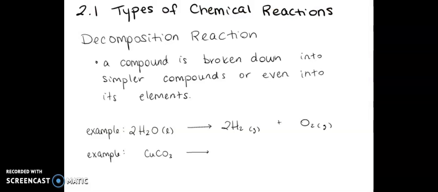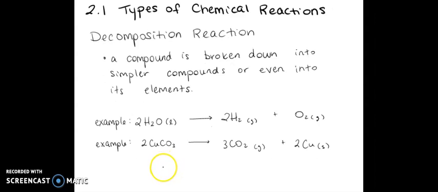So in that video, we had copper carbonate decomposing into carbon dioxide and solid copper. A decomposition reaction is the opposite of synthesis, taking something complicated and breaking it into simpler compounds.